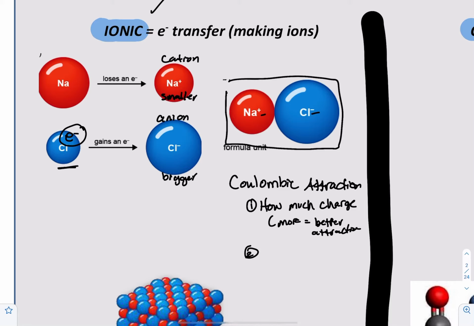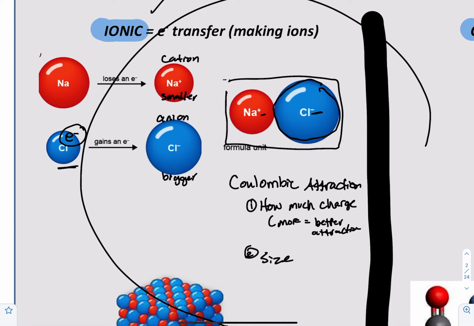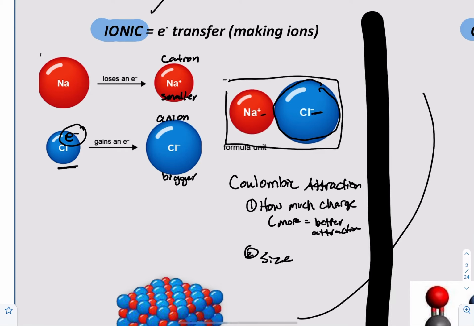And then the second one has to do with the size. Right now, imagine here's a chlorine and he's got this negative charge. If we had an atom that was a lot larger and just had the negative charge, you can see that it's spread out a little more, maybe a little diluted when you're thinking of it over the surface of the whole atom. So in fact, a smaller size gives better attraction.